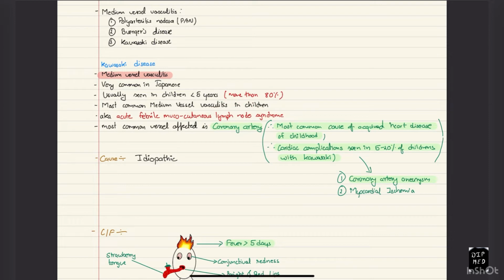In Kawasaki disease, the most common vessel affected is the coronary artery. Hence, it is the most common cause of acquired heart disease of childhood. Cardiac complications are seen in 5 to 20% of children with Kawasaki disease, and among them, the most common is coronary artery aneurysm, followed by myocardial ischemia. The cause is unknown, that is idiopathic.